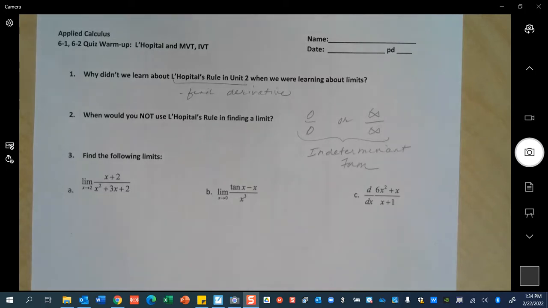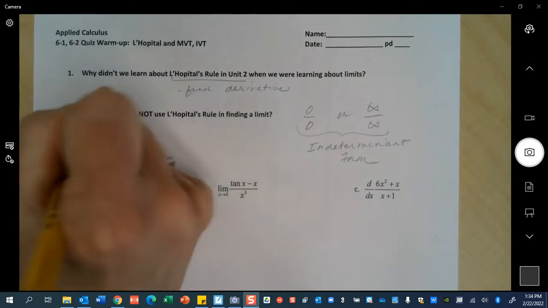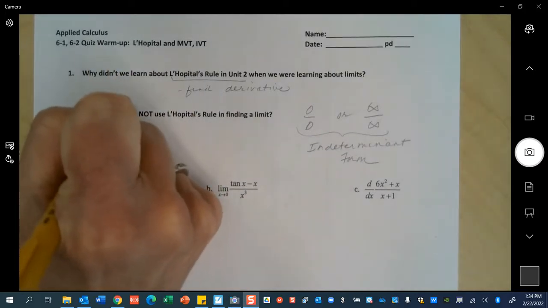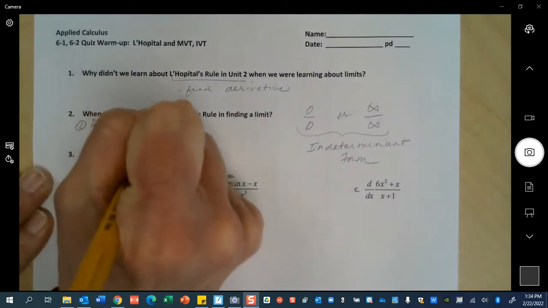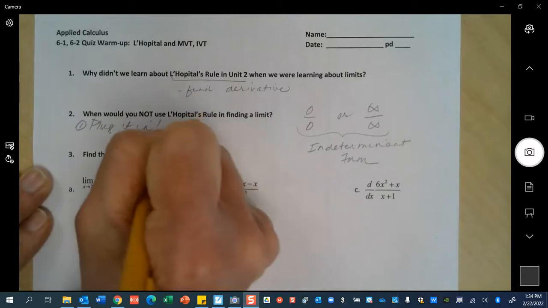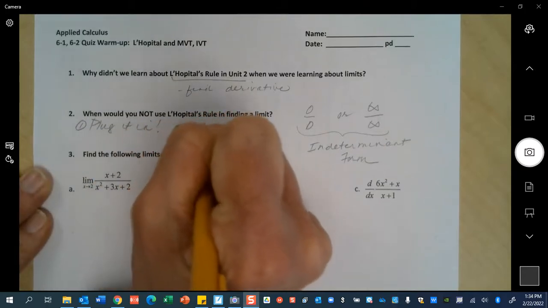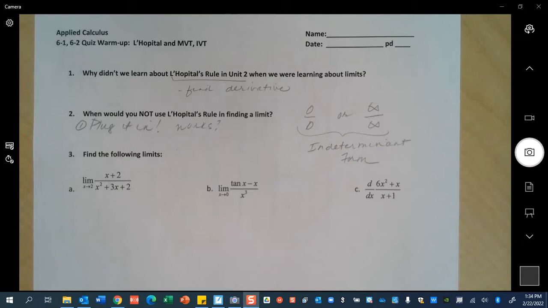Number 1 rule of finding a limit is what? Number 1 rule of finding a limit. Plug it in. Plug it in, right? So if our number 1 rule is where you plug it in, and if it works, then guess what? You don't need L'Hopital's rule. If you can plug in the limit and get a limit, you don't need L'Hopital's rule.